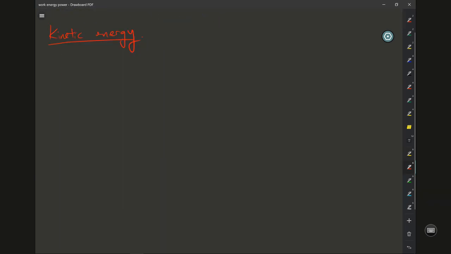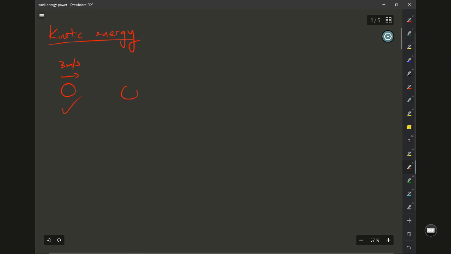Now, our first stop, kinetic energy. What exactly is kinetic energy? Kinetic energy has to do with speed. It is possessed by an object when it has speed. Let's say we are looking at an object here and it's traveling at 3 meters per second. Does it have KE? Yes.